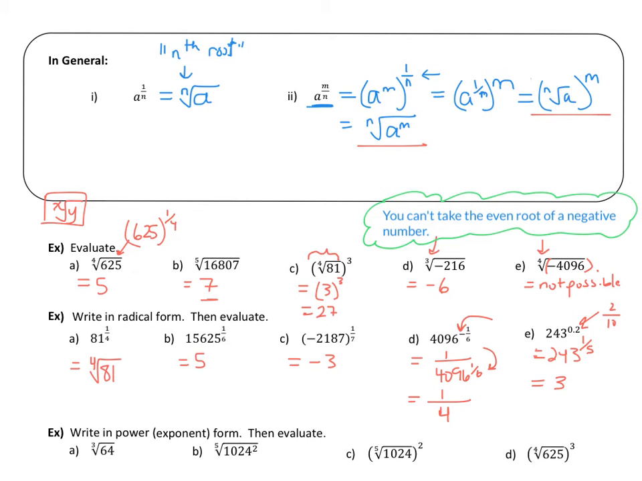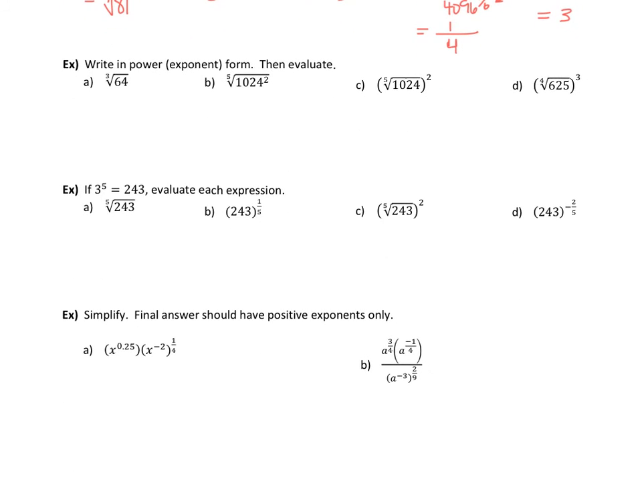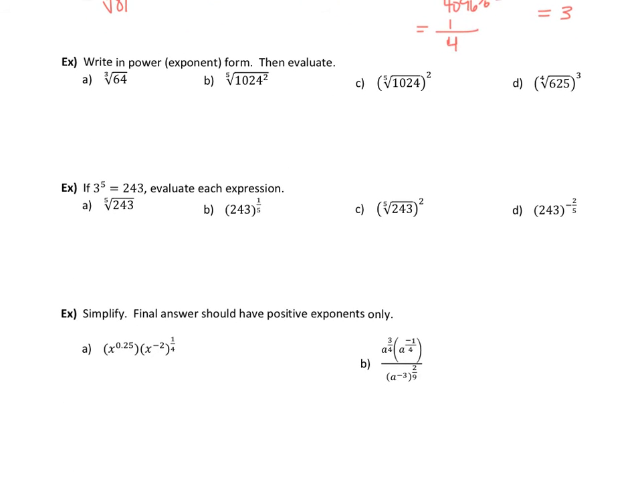243 to the 1/5 is just a 3. So you might be able to just enter in 0.2 as your exponent and get that answer as well. All right, write in power or exponent form, then evaluate. So we're going to change these to exponents and then get answers to them. So try those out. The first one here, that's the same thing as 64 to the 1/3.